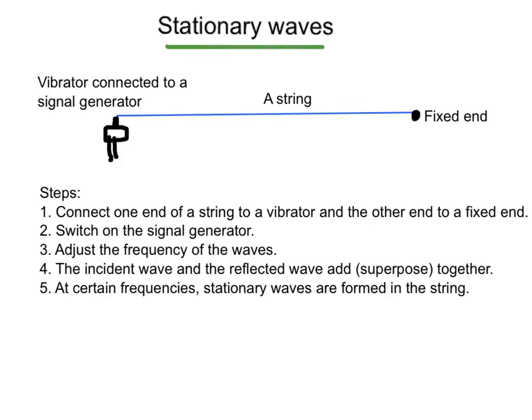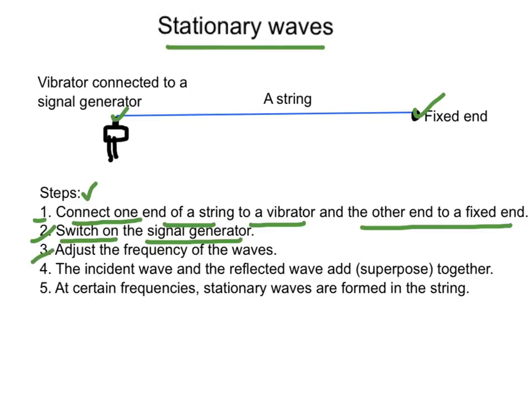Stationary wave. Let's set up the apparatus as shown in the diagram. The steps: first, connect one end of a string to a vibrator and the other end to a fixed end. Second, switch on the signal generator. The frequency of the signal generator is adjusted.